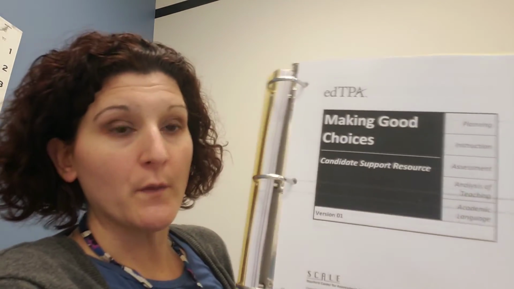So the next tab is making good choices, which is also on the EdTPA support website. Then behind lessons, I have the blank EdTPA lesson plan, and then they have 3 different examples. So lesson 1, lesson 2, lesson 3, and there's checklists, and there's an explanation, planning commentary.